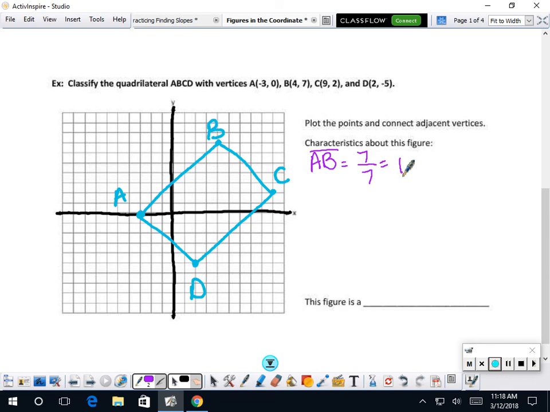Okay, we want the slope of the line that is parallel to AB, which would be the line DC. And again, we're going to count the slopes. So from D to C, I rise 1, 2, 3, 4, 5, 6, 7, and I'm going to run 1, 2, 3, 4, 5, 6, 7. 7 over 7 again reduces to the slope 1.